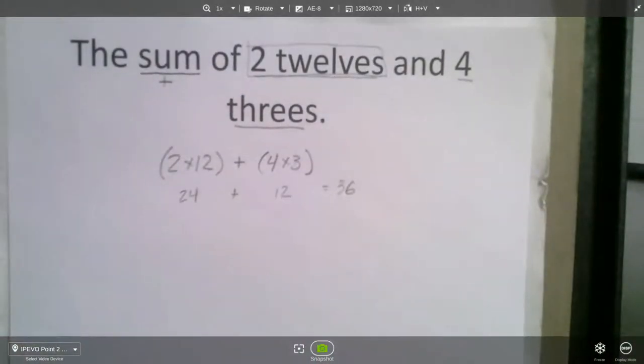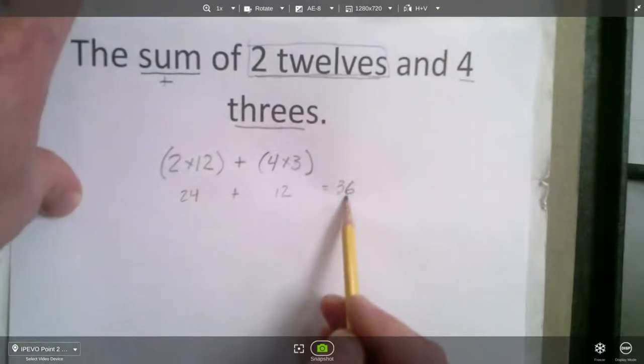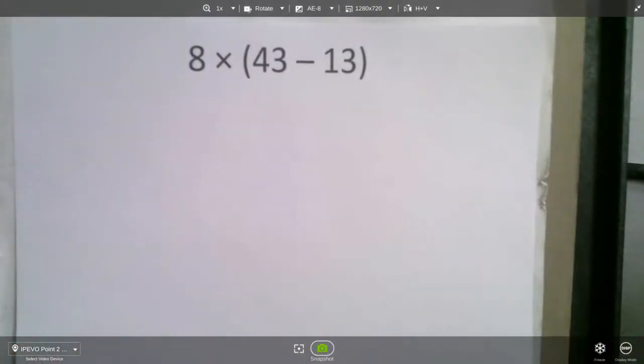But know that with an expression which has no equal sign, I don't need to solve it unless I'm explicitly told to. Unless I'm actually asked for the value of the expression, then I would figure it out. Okay? So that was word form to number form. Let's go the other way now, from number form, or standard form, to word form.